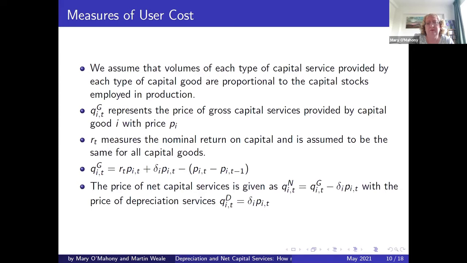So just a couple of slides on the method. We assume that the volumes of each type of capital are proportional to the capital stocks, as is the usual assumption made. And then we calculate remuneration of capital by using a user cost of capital formula as given here. The price of net capital services is this user cost minus the depreciation rate, and the price of the depreciation services then is the depreciation term there. Then we multiply those by the quantities of capital stocks in all four cases to get our remunerations.